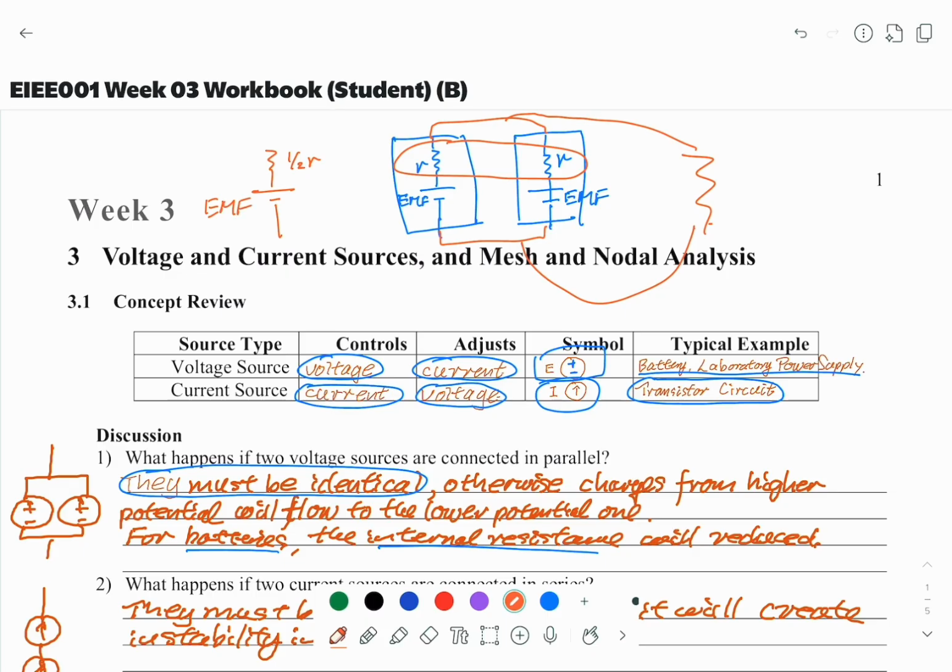It means if this is 5 volt, this will be 5 volt. But if the original is 1 ohm, and this is 1 ohm, this will become half an ohm. So what I mean is effectively you reduce the internal resistance, and it will provide more terminal voltage, and also it will supply more current.